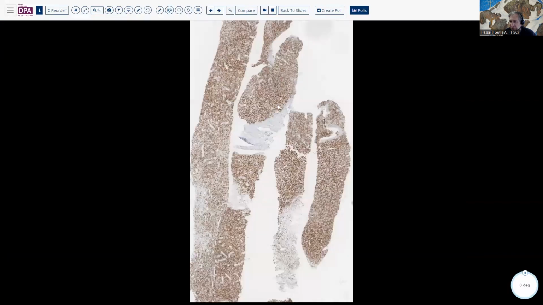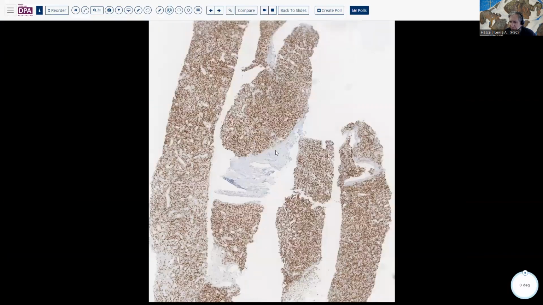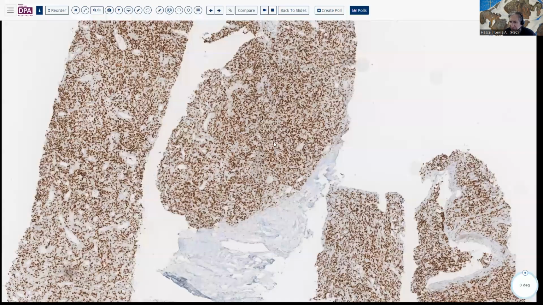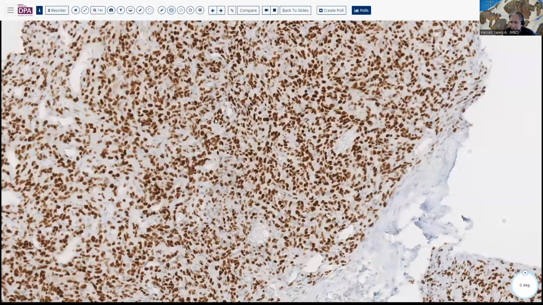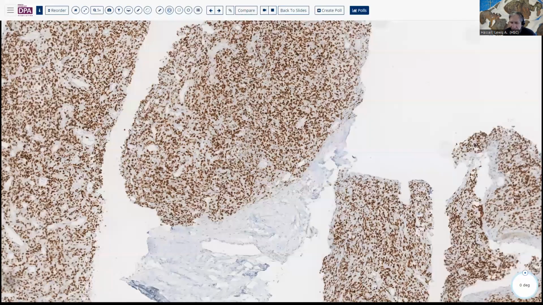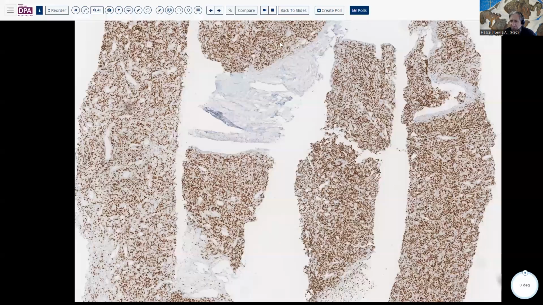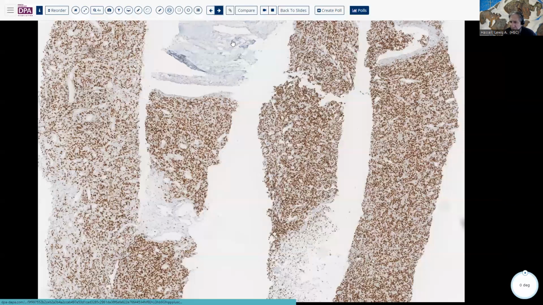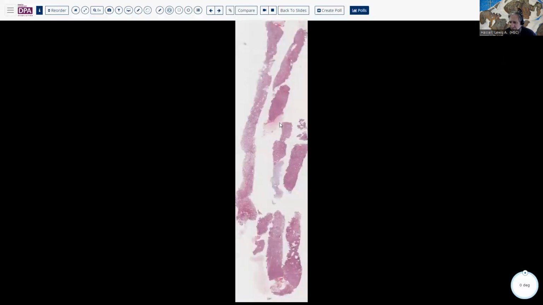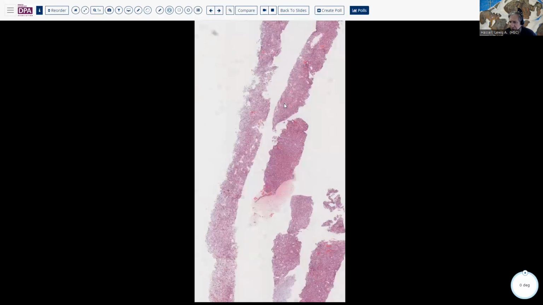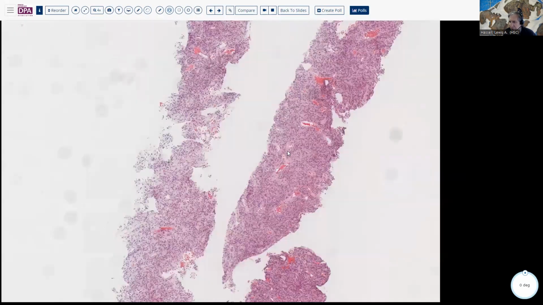This is a nice example of the specific staining with STAT6. As you can see, it's a nuclear stain, and virtually all the cells should stain with this marker. So here's the characteristic immunohistochemical finding and the associated H&E stain from this particular sample.